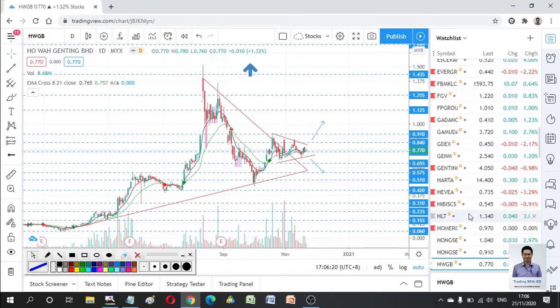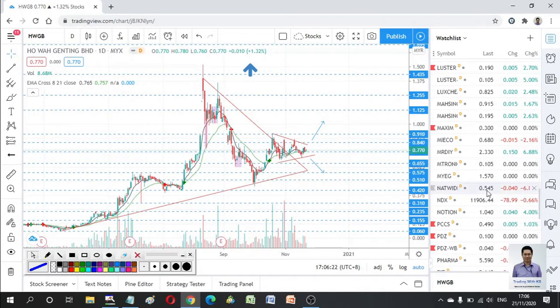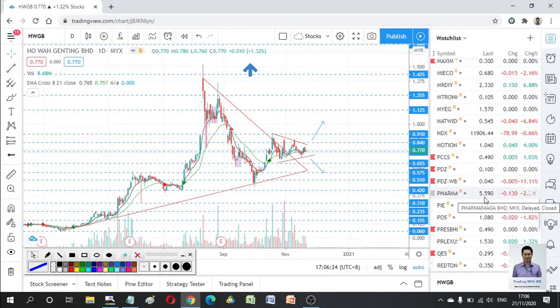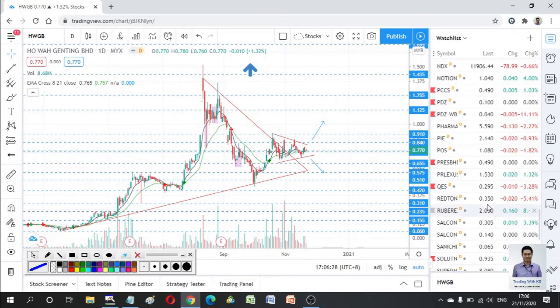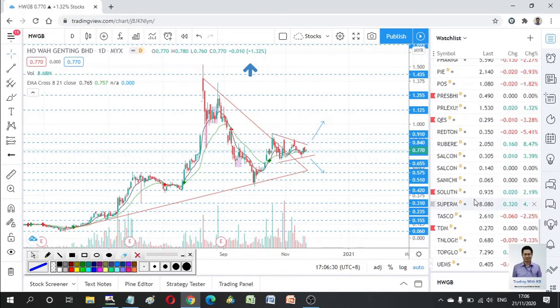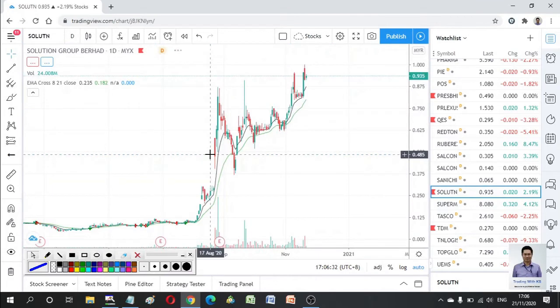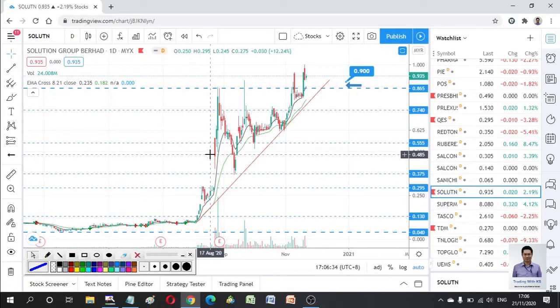Solution. Bintai is using the US vaccine, right? So the solution is using the China vaccine. So this is their current situation. This is how they are stock holding.